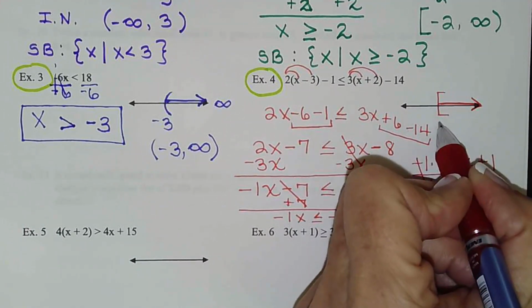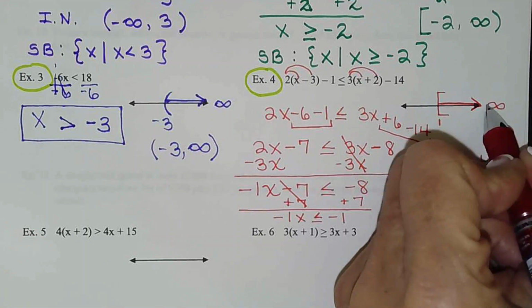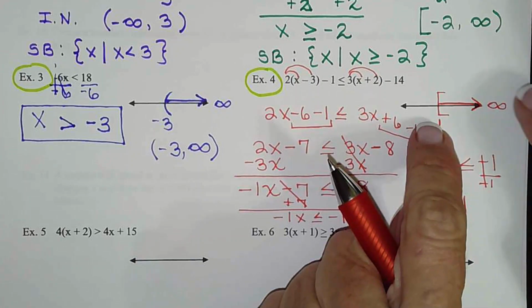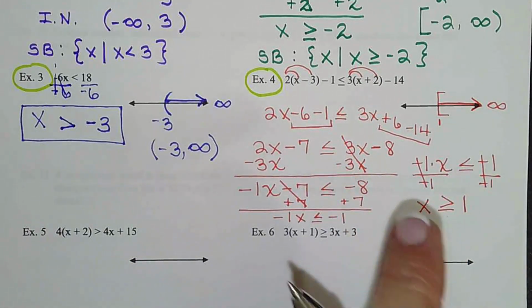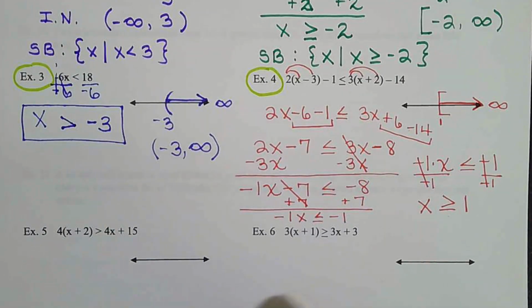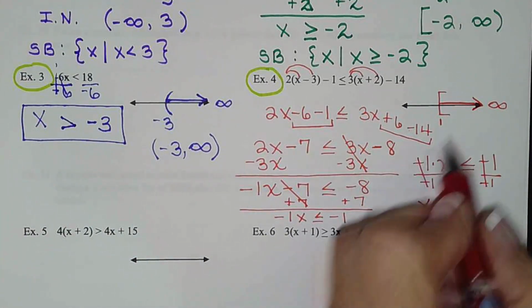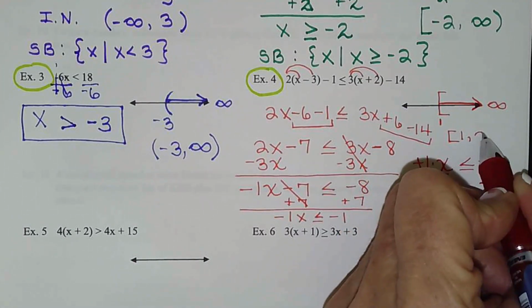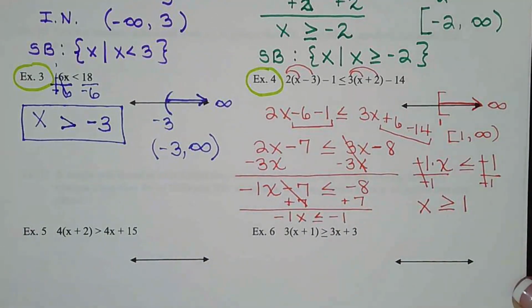So label your 1 there, put your infinity there, and last step, write your interval notation, keeping them in the same order. Move the mouse out of the way there. And so that is going to be bracket 1 comma infinity.